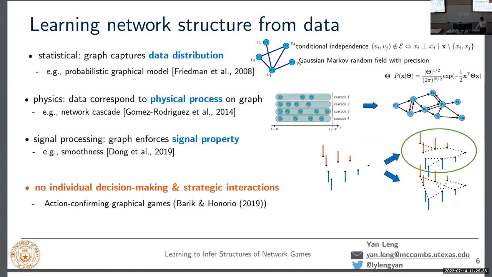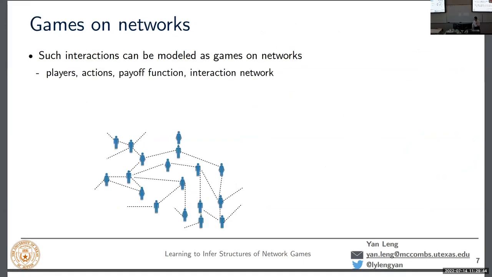There is one paper by Barik and Honorio in 2019 that solves a similar problem as well. I'll show more carefully what the difference is between our study and theirs. I'll first give a very short overview of games on networks. Basically, we have a set of players connected by some interaction network, and they make decisions to maximize their utility or payoff function.